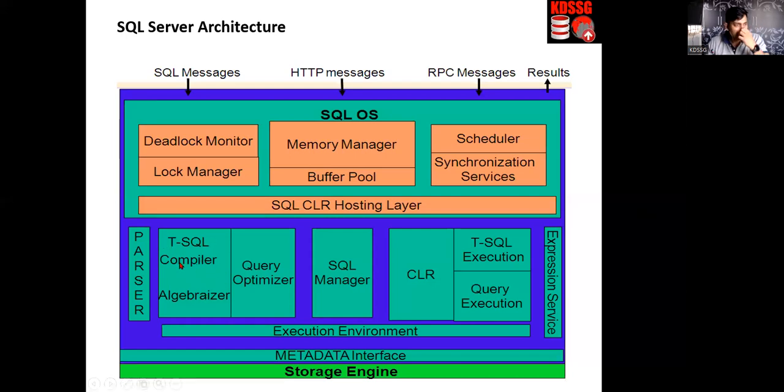But all in all, sir, the parser will do the syntactic check and semantic check. The algebrizer and compiler will convert that code into a query tree. We'll discuss that later. And sir, the optimizer is the most important part of the architecture. The optimizer will decide how fast I should execute this query, because the optimizer is the brain of SQL Server. You can almost take it like that. It decides how fast I should execute the query, but more about it is coming in future. Then there is the manager, which monitors whether the entire process is going properly or not. And finally, the query will be executed.